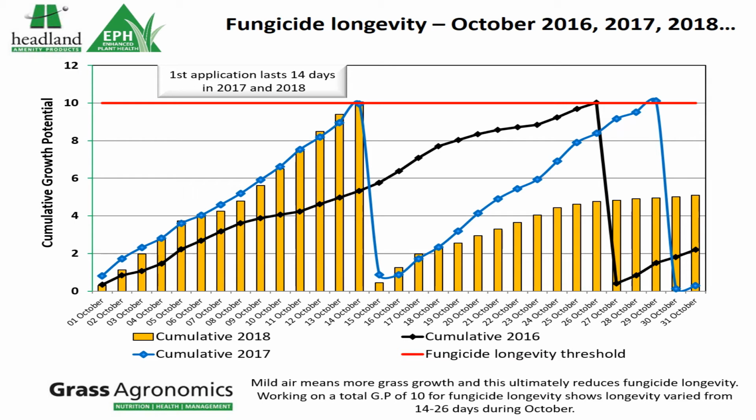If we tot up the growth potential for our site and use the figure of 10 as a point at which fungicide would lose efficacy, an application on the 1st of October in 2017 and 2018 would have run out by the 14th of that month. If, however, we chart the same data for 2016, that first of the month application would have lasted 26 days. In fact, growth levels were so high in 2017 that a second application after the initial one would have nearly run out too.